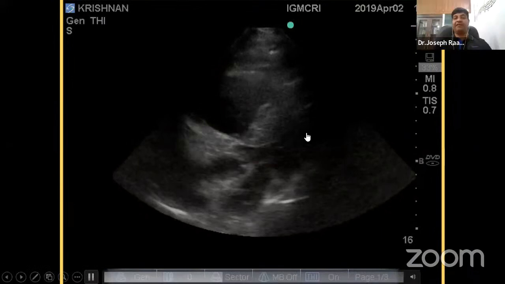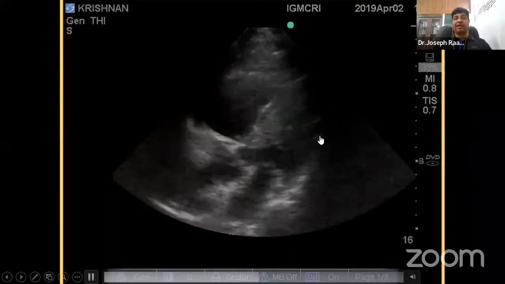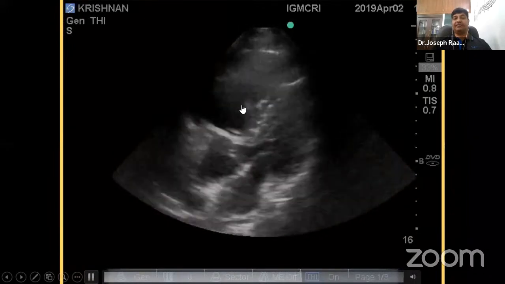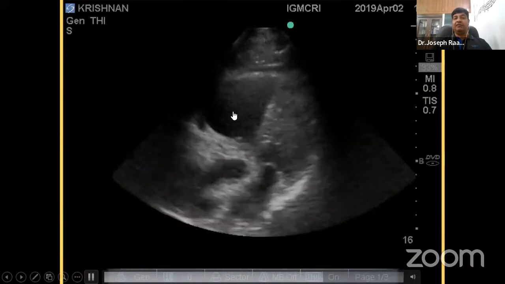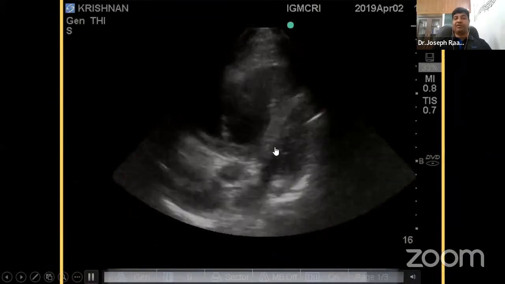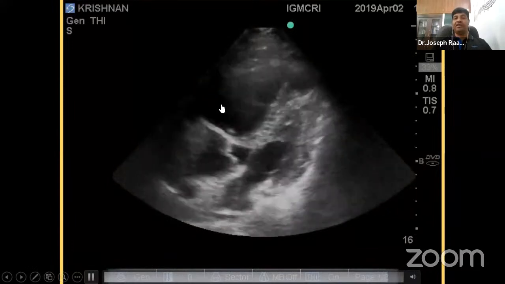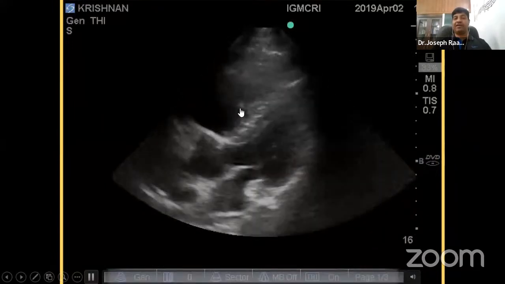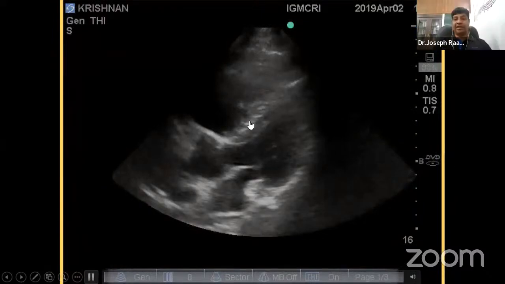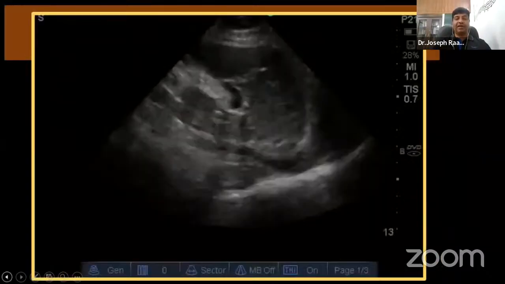So basically, this is an A5C view, apical 5-chamber view. This is the left ventricle, and this is the right ventricle. This patient's pressures are low. The patient is hemodynamically unstable. So when we did the echo, this is what we found. You see, the right ventricle is bigger than the left ventricle? Yes, it is bigger. So we know that this patient has got an acute right ventricular failure.